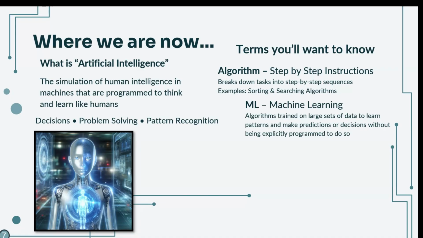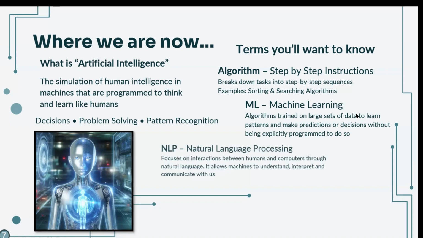And then we've got machine learning. You'll see the acronym ML. Basically, machine learning is algorithms trained on large sets of data to learn patterns and make predictions and decisions based off those patterns without being explicitly programmed to do so. Machine learning allows the machine to learn from its interactions.